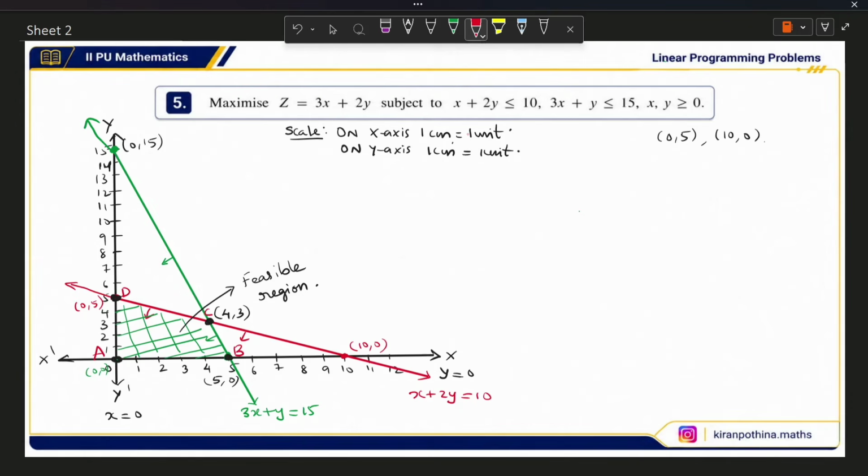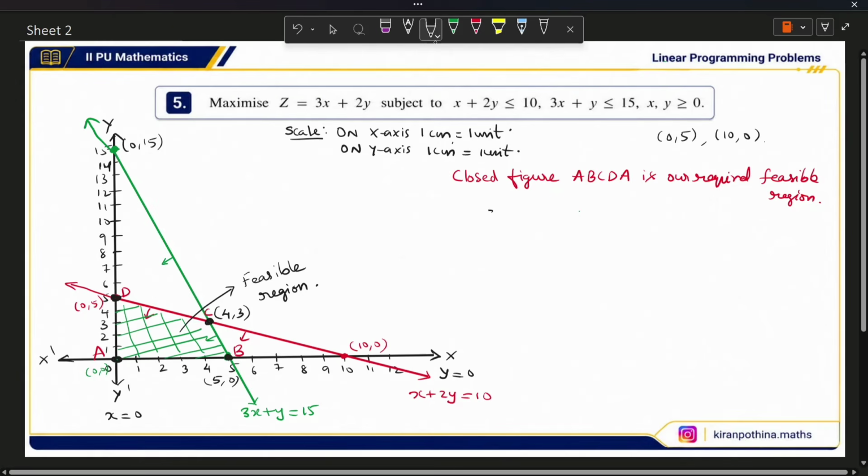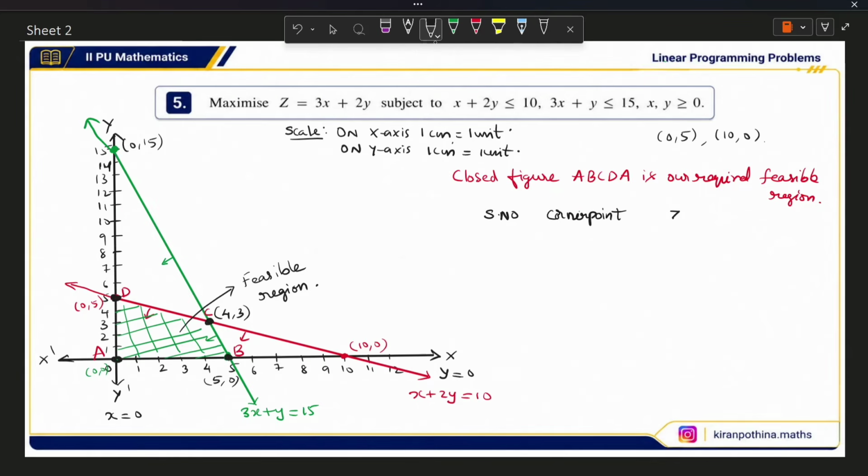Now what we can write here is: closed figure A, B, C, D, A is our required feasible region. Okay, now we need to draw a corner point table. This is also very much necessary, because based on this only we will get the maximum value or else the minimum value.